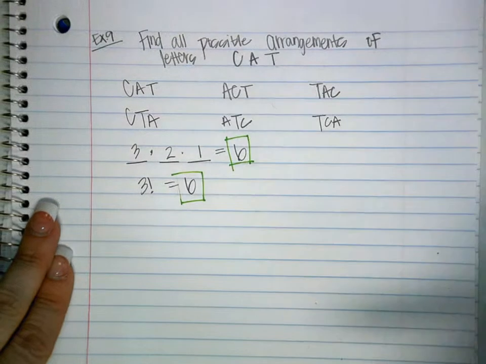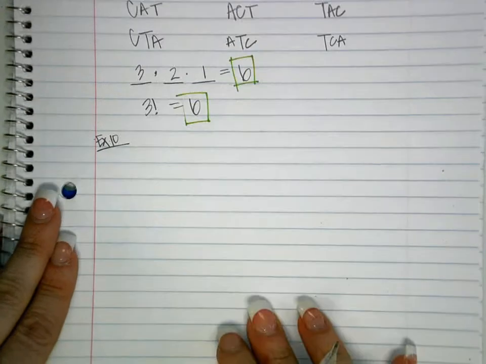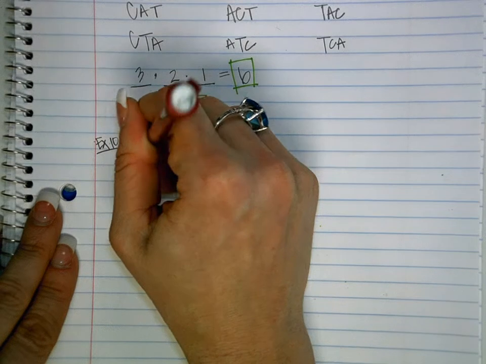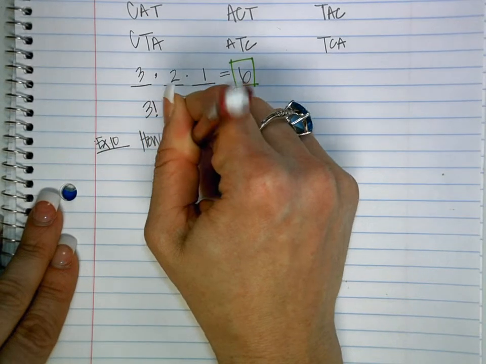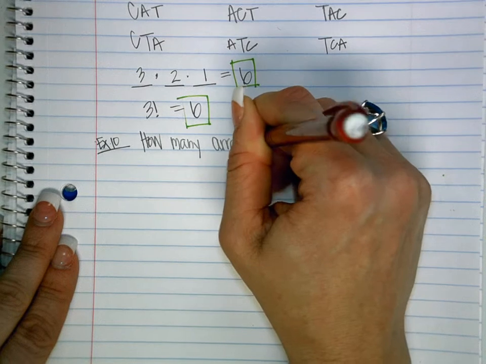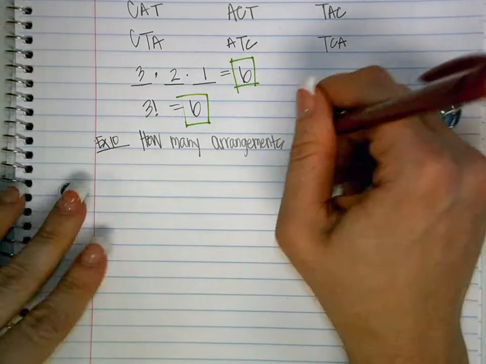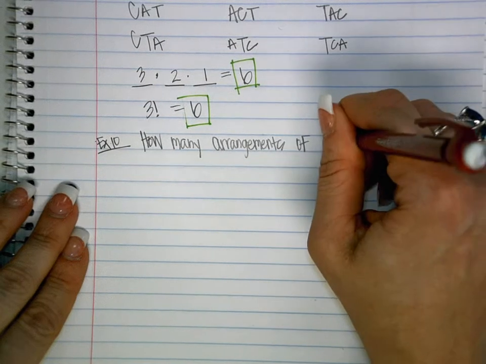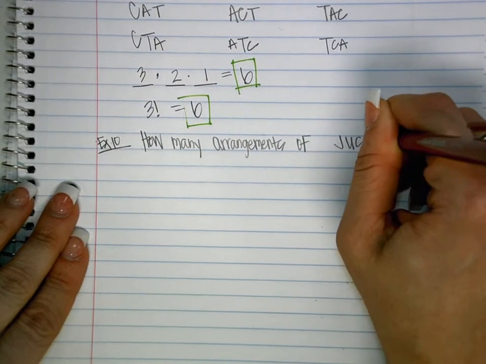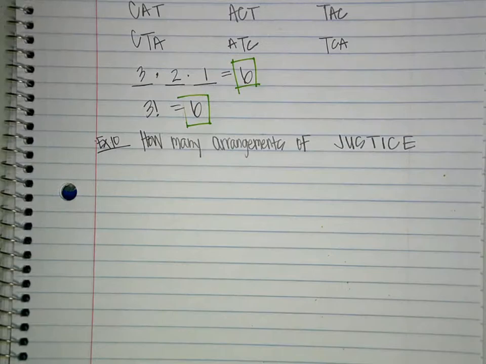Try another one for number 10. Again, I want to figure out how many arrangements, and we're going to call these unique arrangements because that means that they're different. Okay, how many arrangements can be made using the letters J, U, S, T, I, C, and E? Justice.